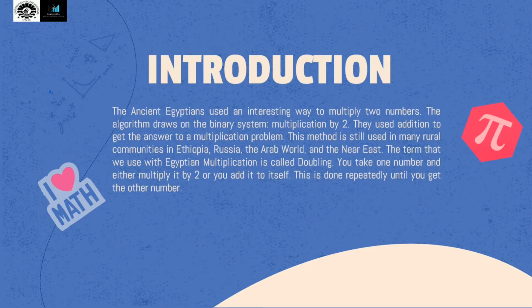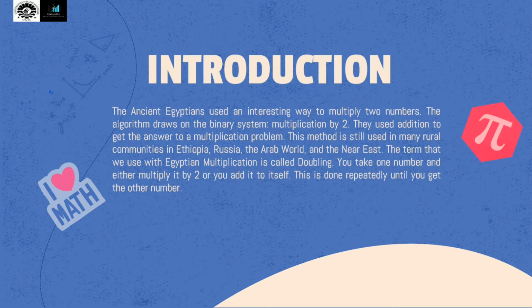The ancient Egyptians used an interesting way to multiply two numbers. The algorithm draws on the binary system, multiplication by 2. They use addition to get the answer to a multiplication problem. This method is still used in many rural communities in Ethiopia, Russia, the Arab world, and the Near East.